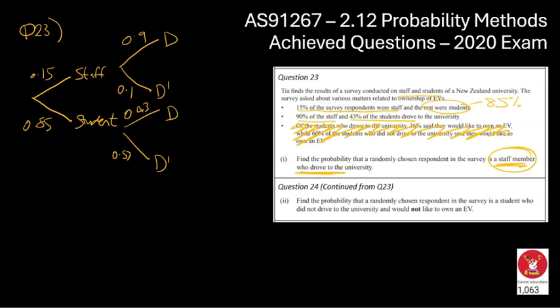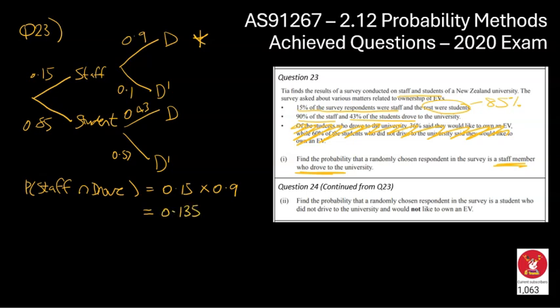Back to the question. It says staff member who drove to university. That's going to be this group up here, right? So it's a staff member and they drove. So what I need to do is multiply the branches together to find that answer. So the probability that they were a staff member and they drove will be equal to 0.15 times 0.9. Plug that into your calculator, and I'm going to get 0.135.